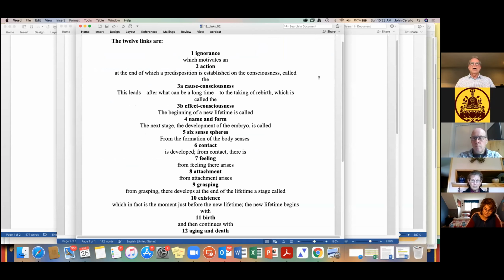We went through them last time, but they are ignorance, which motivates an action, at the end of which a predisposition, we talked about that, is established on a consciousness, meaning our own. And that predisposition being established is called the cause consciousness, through that karmic completion of an action that then we bring into our consciousness. This leads, after a long time, it could be, as we discussed last time, to rebirth, which is called effect consciousness.